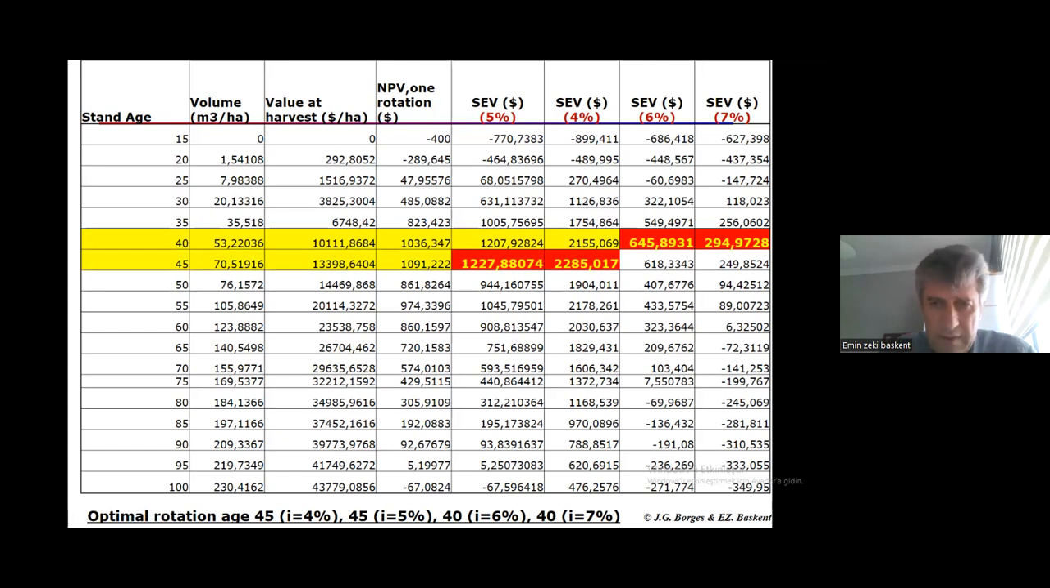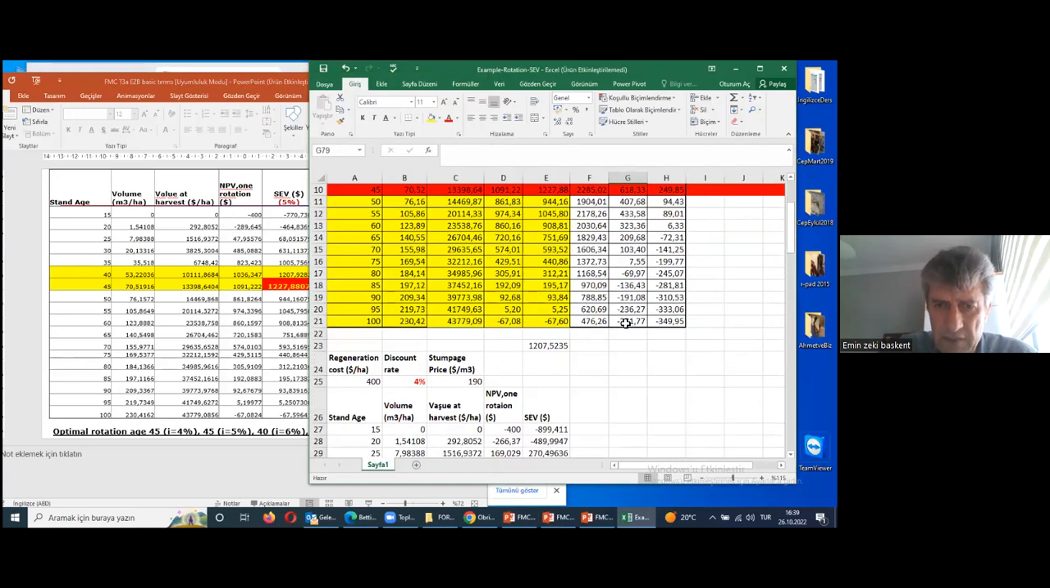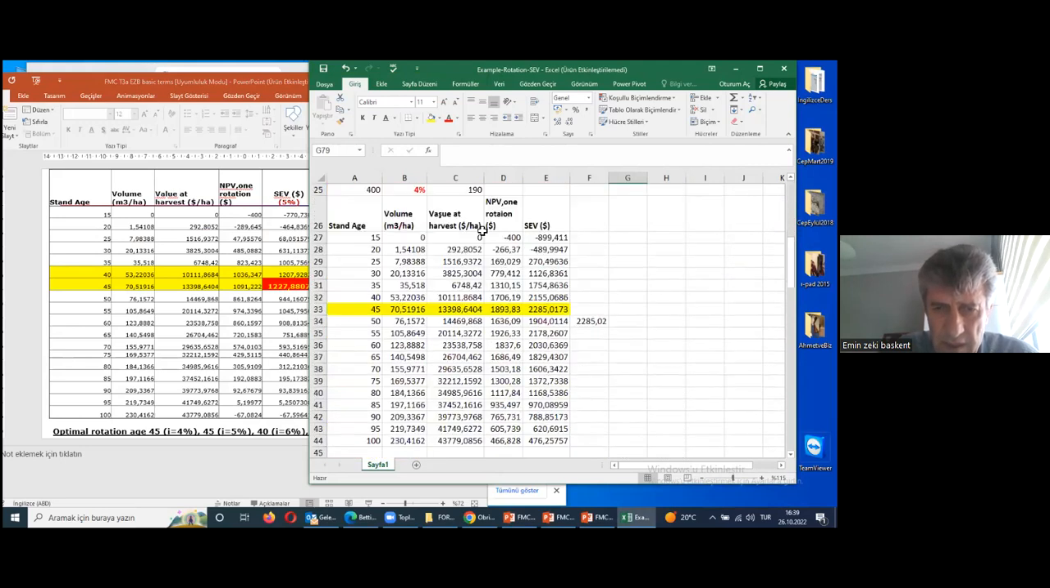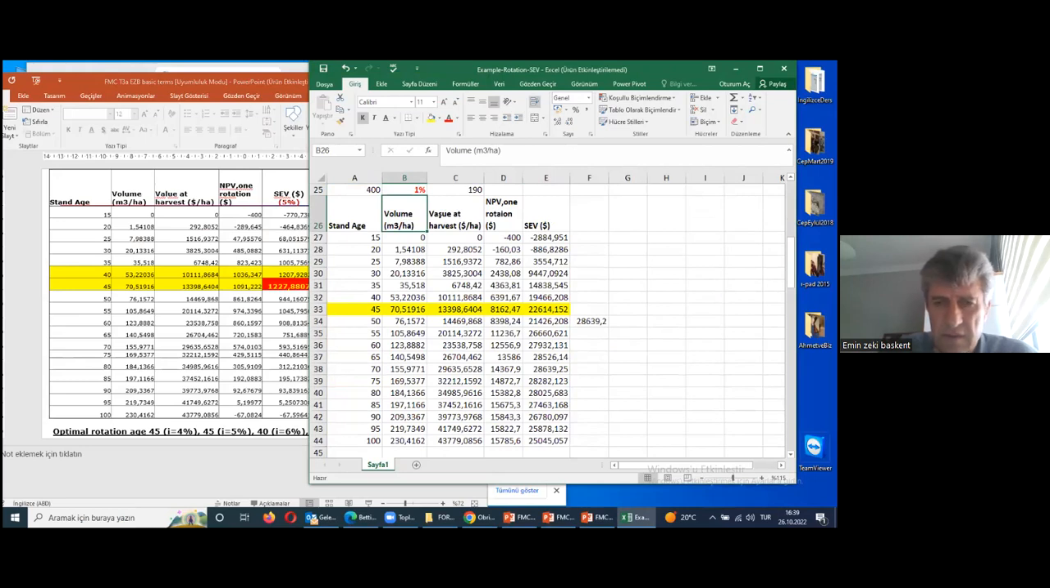If we were to decrease the discount rate, what happens? Let's come over here. Instead of 4, let's say 1%. What happens? Okay, what? 3%. We did not do 3%. With the 3% interest rate, what is the rotation period?